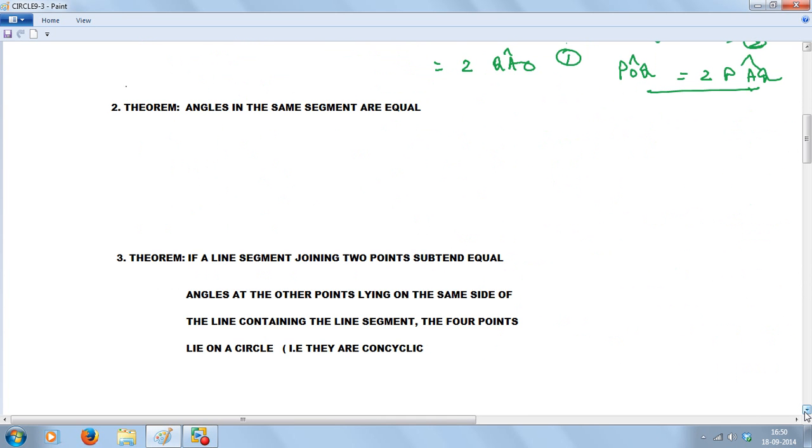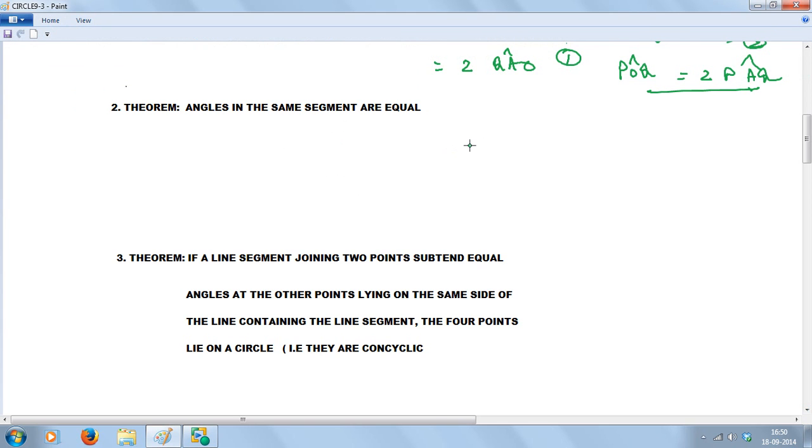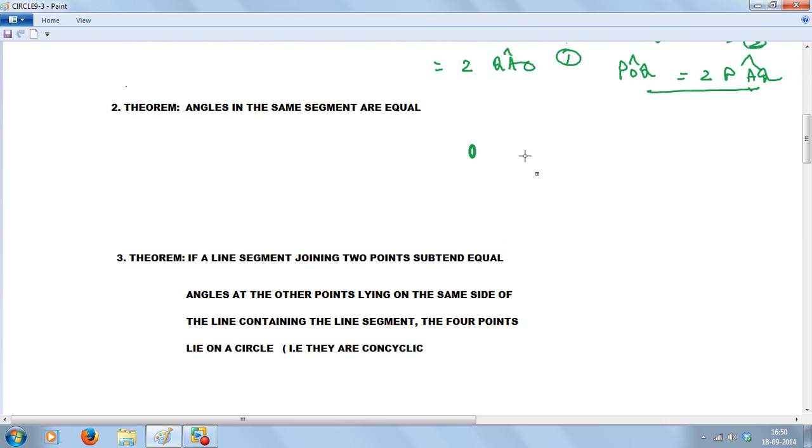The third case. Next, angles in the same segment are equal. What exactly does it mean? Angles in the same segment are equal. So let us take this as ACB, a segment.